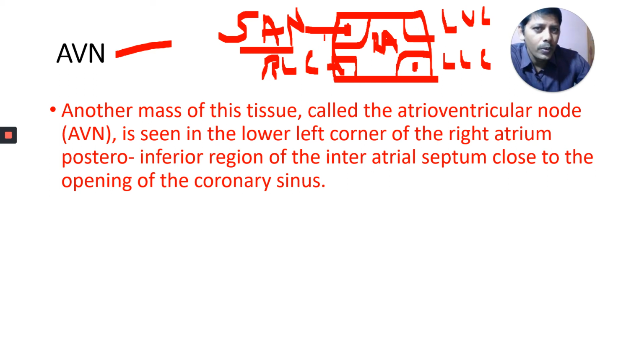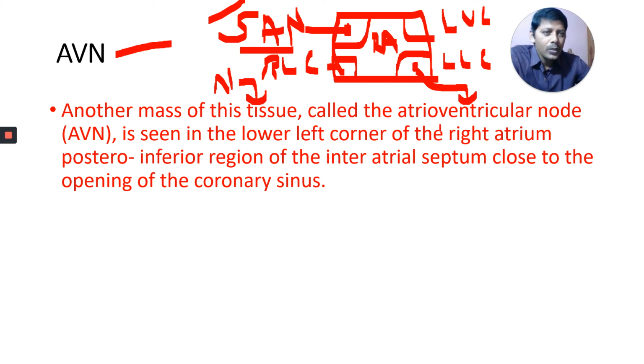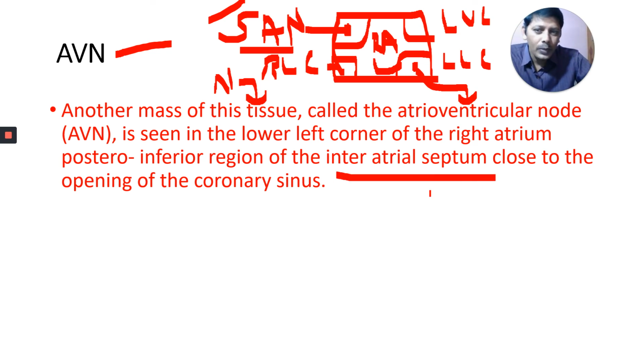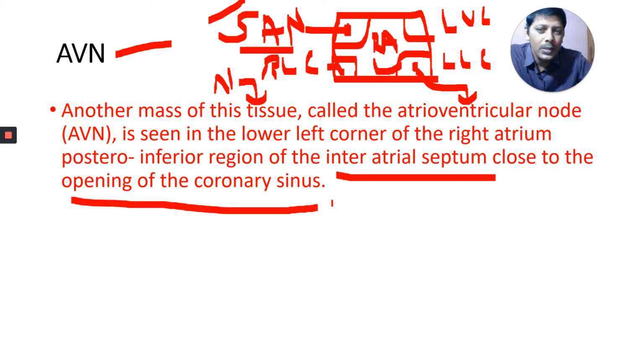Like that, in this room, if you imagine this is one room, there are four corners. In this corner the sinoatrial node is present, and in this corner another node is present. Another mass of nodal tissue called the atrioventricular node is seen in the lower left corner of the right atrium. It is at the posterior inferior region of the interatrial septum, close to the opening of the coronary sinus.